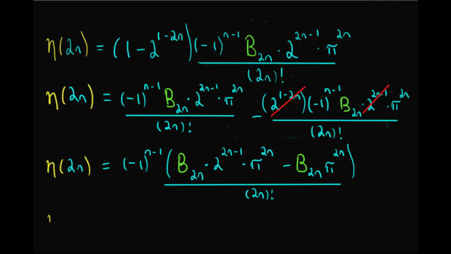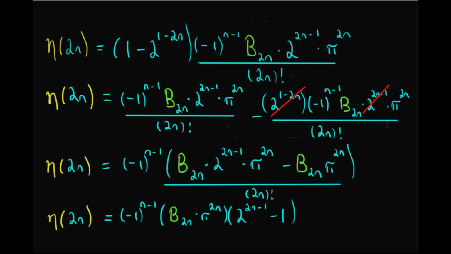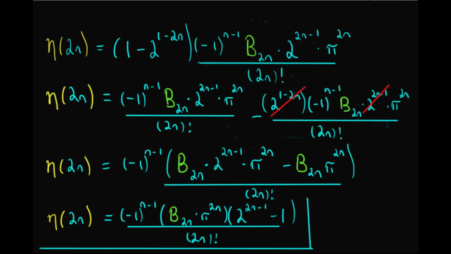And now we're almost done. I'm going to factor out a b sub 2n times pi to the 2n from both of these terms, and I get eta of 2n equals negative 1 to the n minus 1 times the quantity b sub 2n times pi to the 2n times the quantity 2 to the 2n minus 1 minus 1, all over 2n factorial. So let me put a box around that, our beautiful formula for the eta function on the positive even integers.